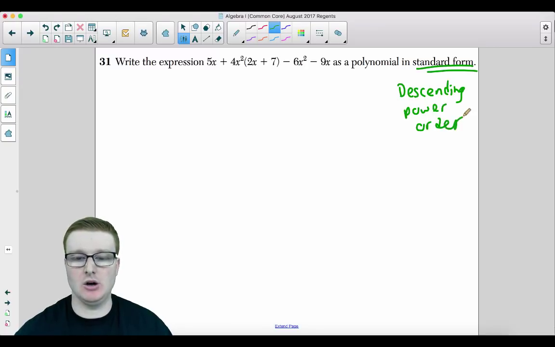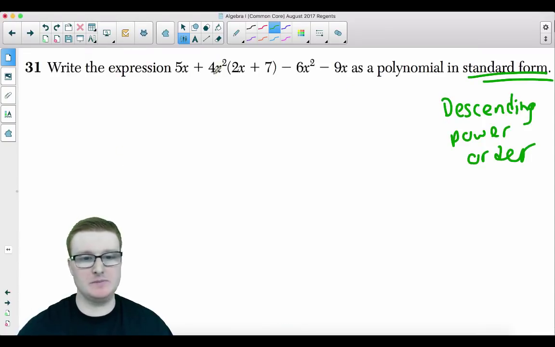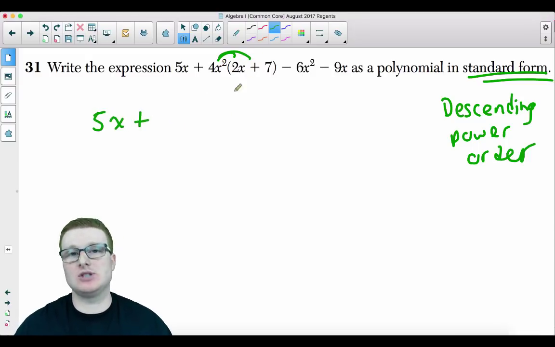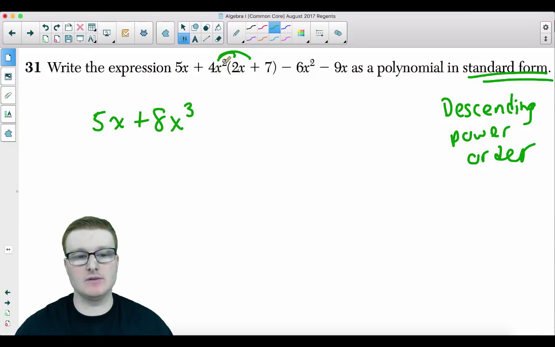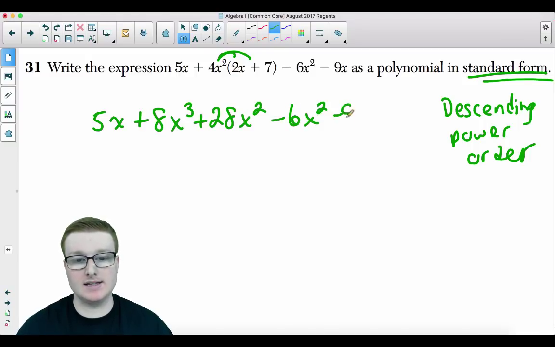Okay? So, got to simplify this as much as possible, people. Distribute that 4x squared in. So we get 5x plus, now 4x squared times 2x gives you 8x to the third. 4x squared times 7 times 4 is 28. Carry along the x squared for the ride. Minus 6x squared minus 9x.